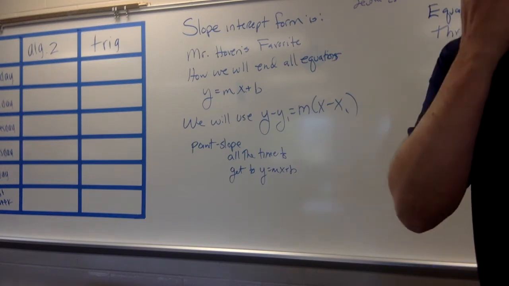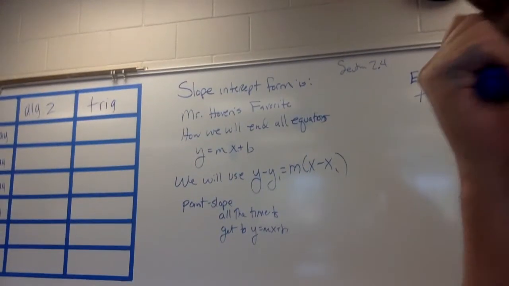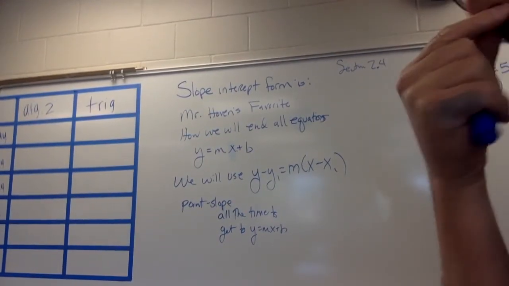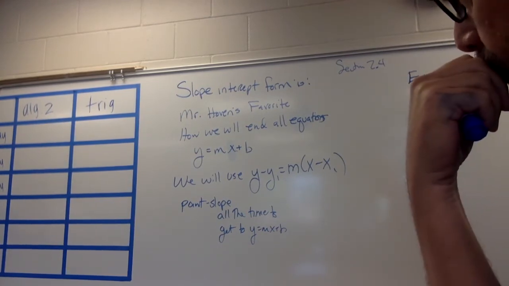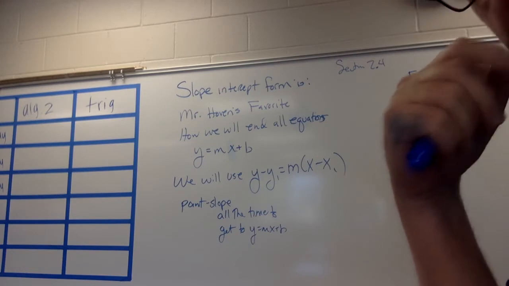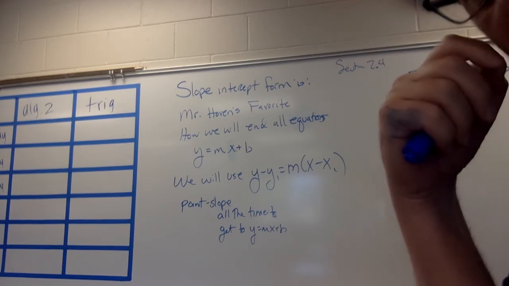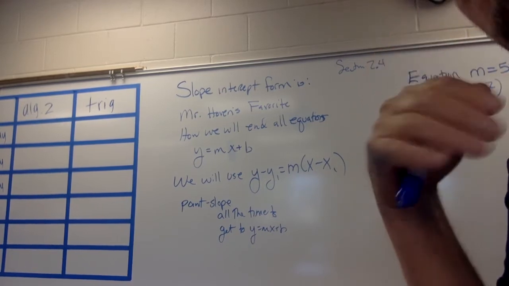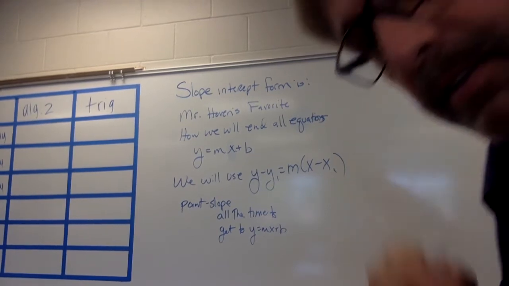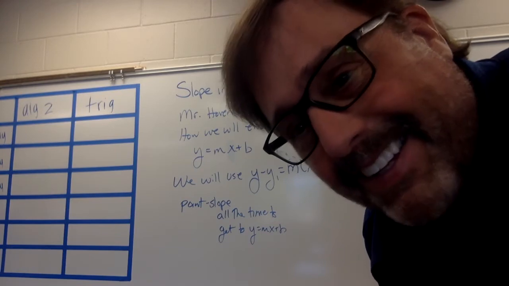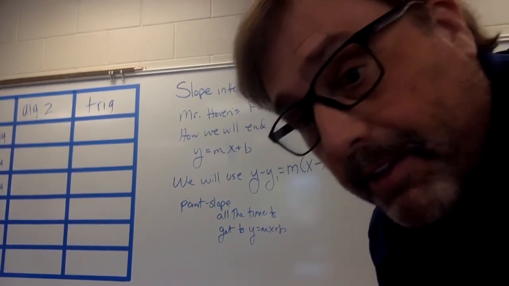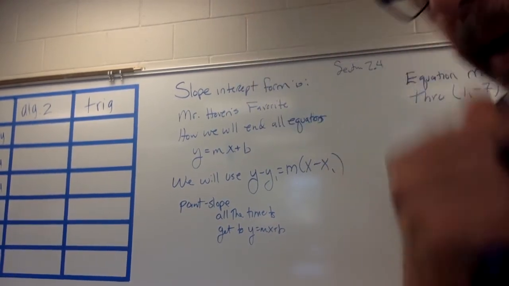If some of you are wondering what Mr. Hoven's favorite form of an equation is, that's slope-intercept form. It really is. And it's y equals mx plus b. So you get y alone. And why do you get y alone? Because it can't stand its x. That's why you get y alone. I made that joke. It was a good one.